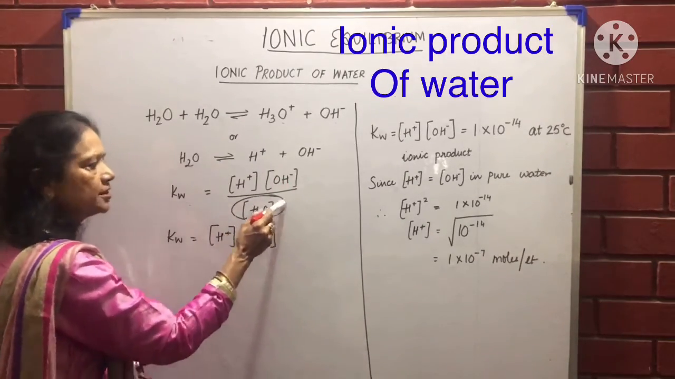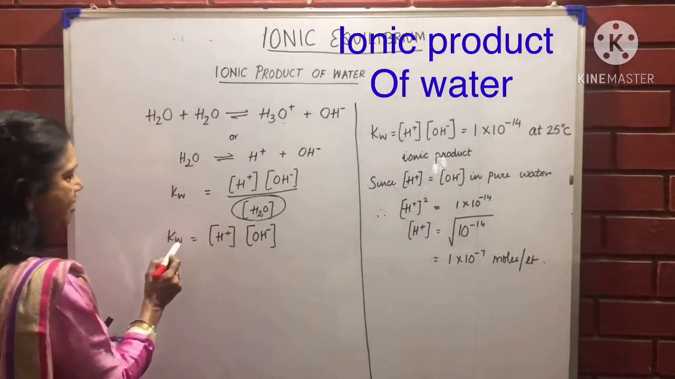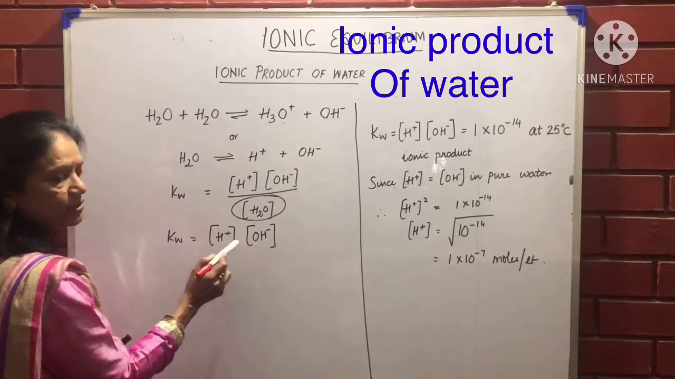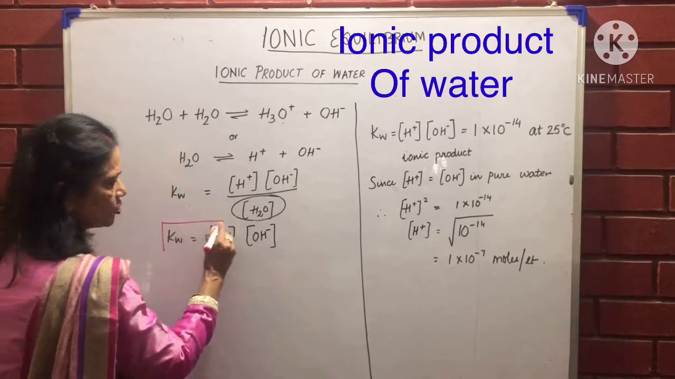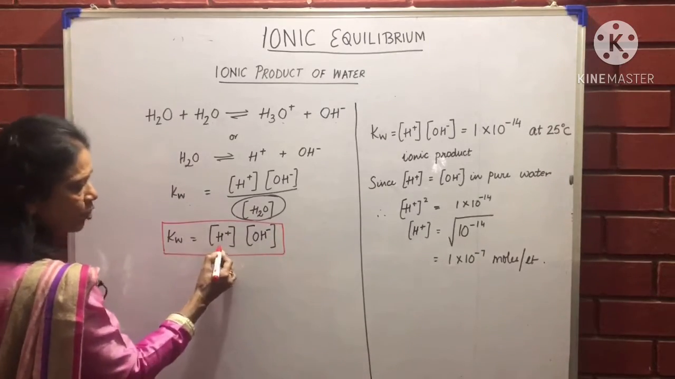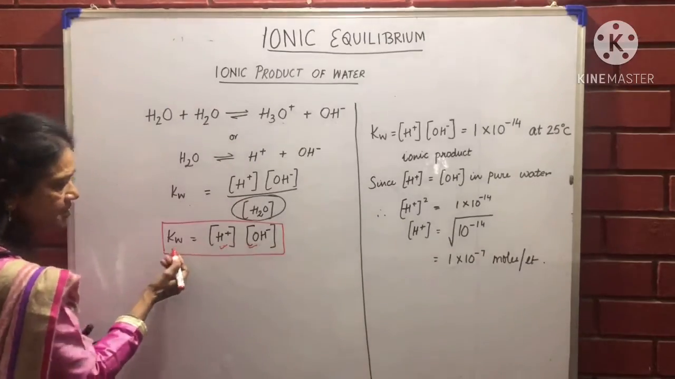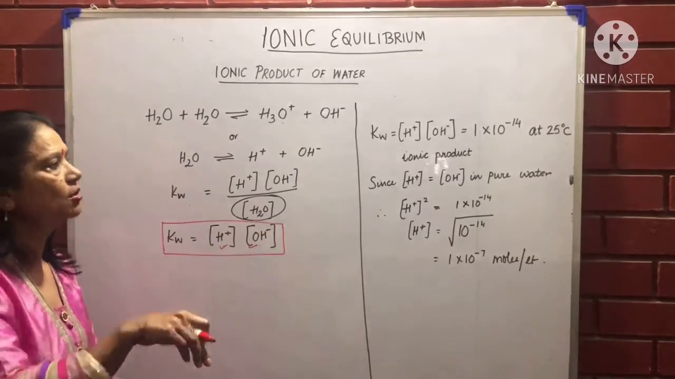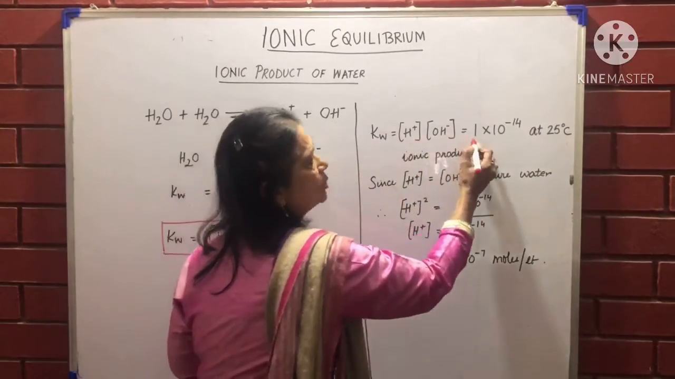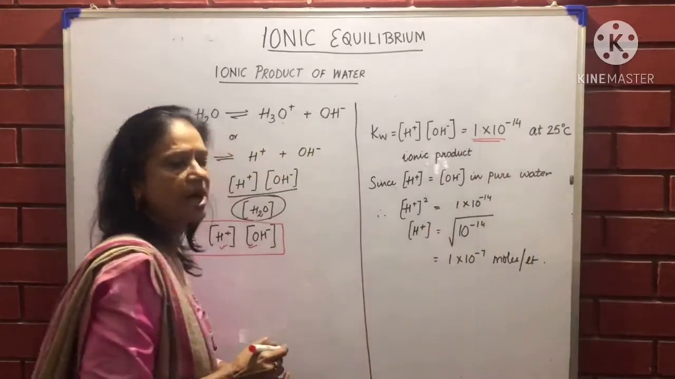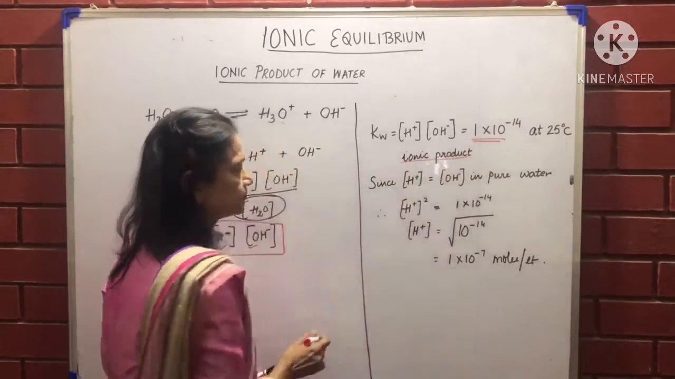Since the value of water is always constant, it is taken as 1, and so now I have Kw is equal to H plus ions times OH minus ions. So this is known as the ionic product of water, which means product of ions, right? Product means multiplication of ions gives you the ionic product of water. At 25 degrees centigrade, Kw value comes as 1 into 10 to the power minus 14. So, the ionic product of water is this.